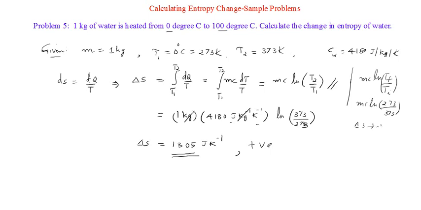So you can interpret this result also. Why does this delta S become negative? Because heat has flown out, heat has got rejected out of the particular system. We are talking about the system. What happens to the entropy of the system, right?